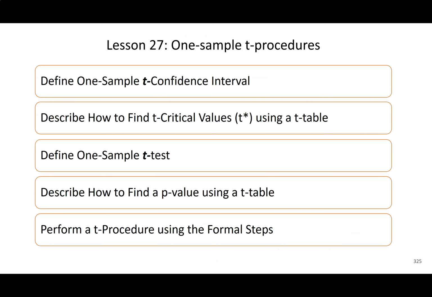Okay, lesson 27, one sample T procedures. One sample T procedures refers to the scenario where we have a quantitative variable of interest and we're interested in analyzing the mean. We might be interested in testing it against some claimed value or estimating what that value is. And specifically for T procedures, this is the scenario where we do not know the standard deviation of the population.